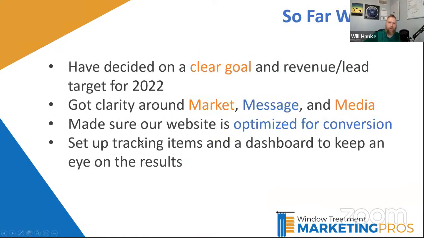All right. So far we've talked about setting clear revenue goals for the year, knowing how many leads you need to have. Got some clarity around who your market is, who those people are, what your customer avatar is, what kind of message you're going to get in front of those people and poke at their pain points, all those kind of things. And then the media, how are you going to get in front of them? There's a lot of different ways to do so. And of course, the tracking piece of that as well.